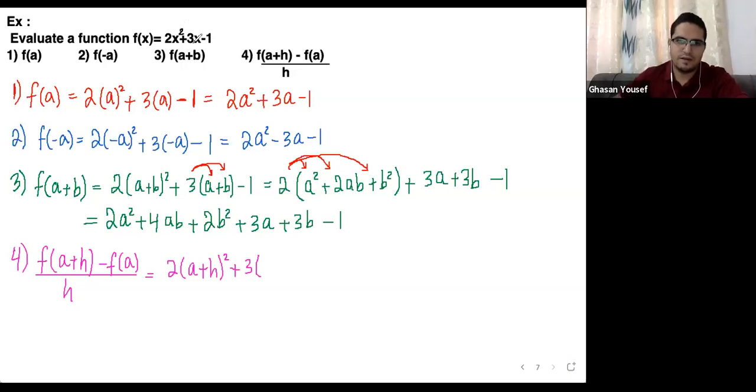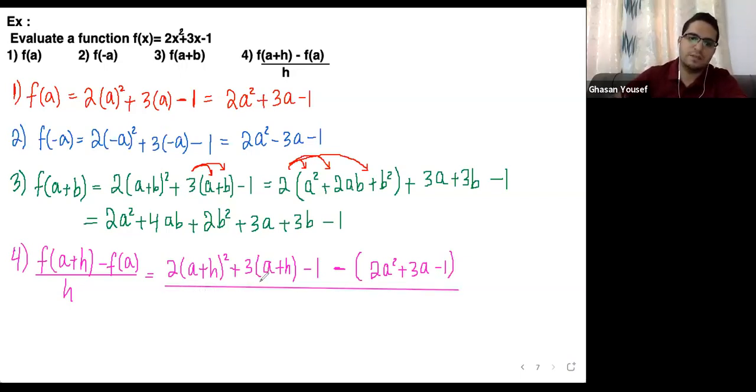Okay, so plug a plus h inside x. What do we get? Meisha asked why: because in the function f of x, instead of x we're going to plug only a plus h. And for f of a, we plug the a instead of x only. Here we get 2 times a plus h, everything squared, plus 3 times a plus h, minus 1. Here minus f of a, which we already did in the first part. So we put the minus, open parentheses, and put everything here: 2a squared plus 3a minus 1, everything over h.